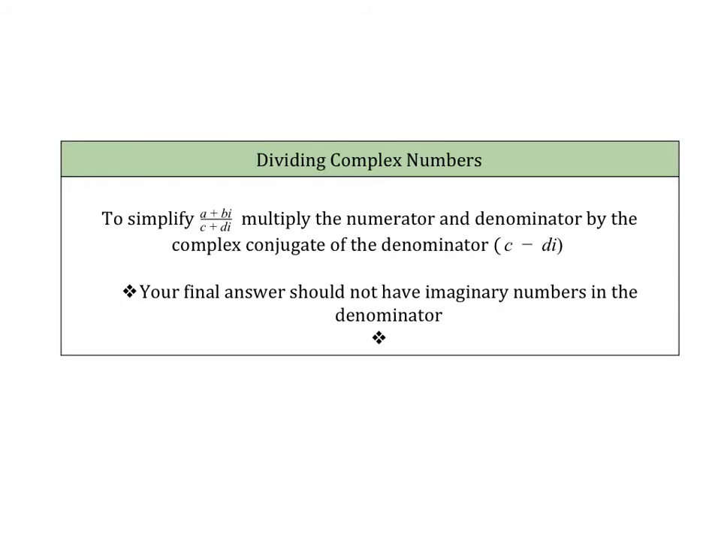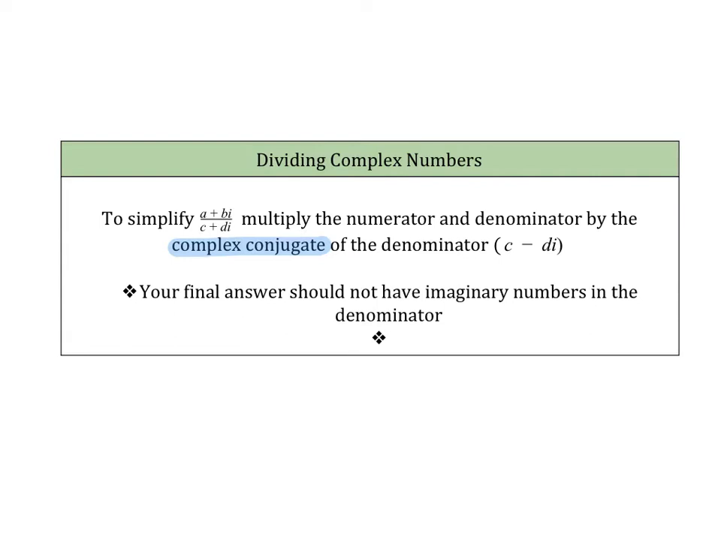Okay, now we're going to talk about how to divide complex numbers. If you have an expression like this, where we have a complex number divided by a complex number, we can simplify this by multiplying the numerator and denominator by what's called the complex conjugate. Hopefully you remember the word conjugate. You use that when you're rationalizing the denominator, when you have some type of radical in your denominator.